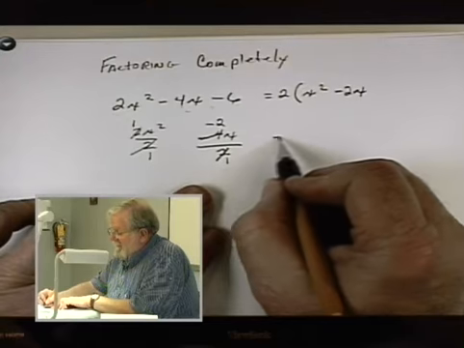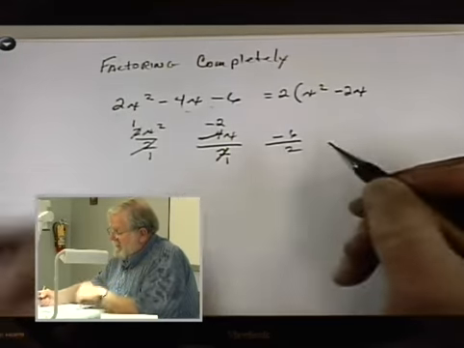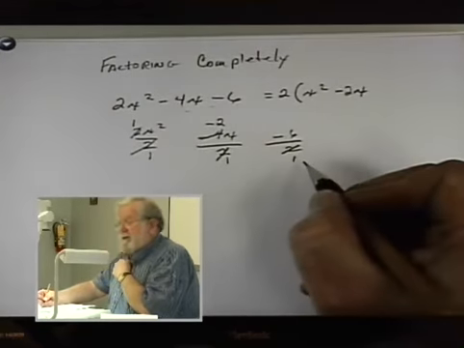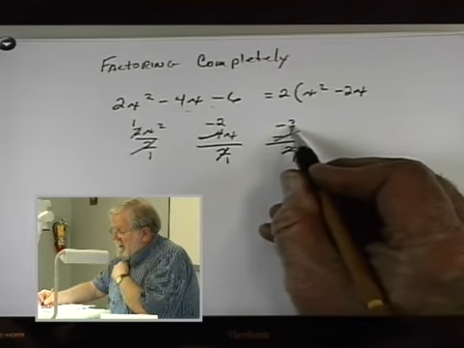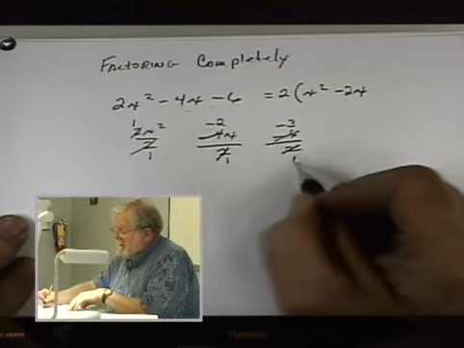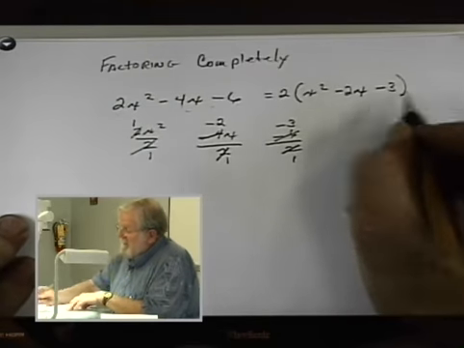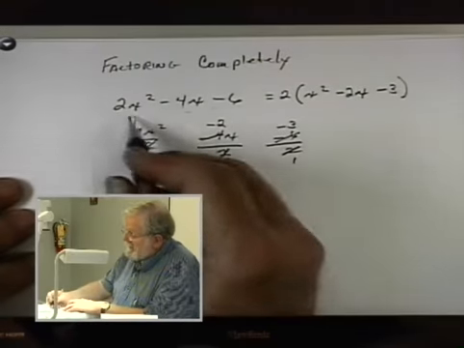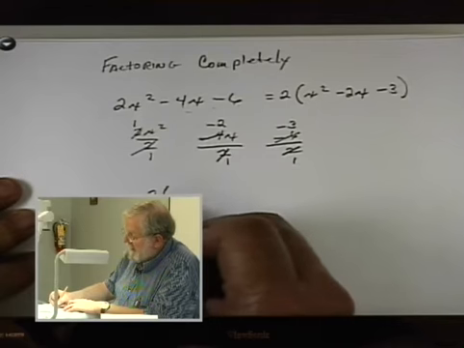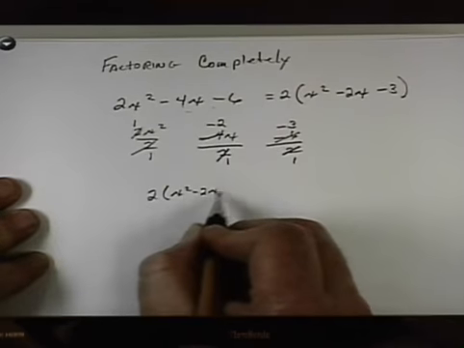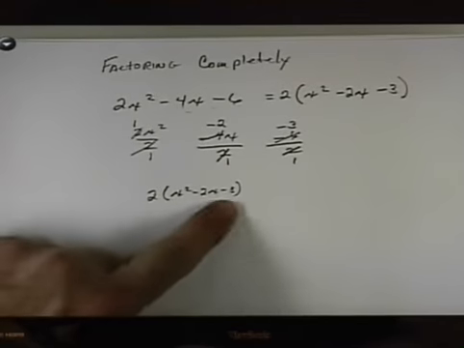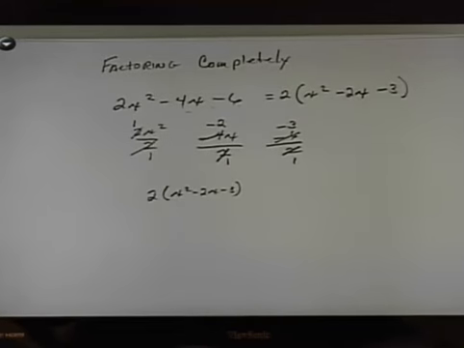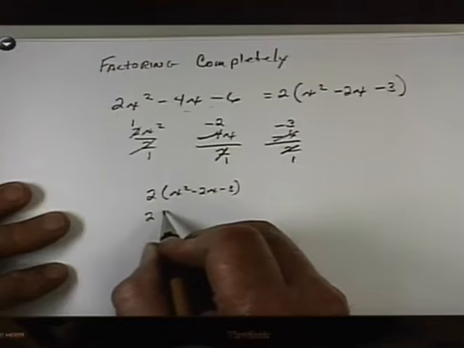And then we have a minus 6 that we're going to divide by 2. 2 goes into 2 once. 2 goes into a minus 6 minus 3 times. 3 over 1, minus 3 over 1 is a minus 3. So we factored this once, and we have 2 times x squared minus 2x minus 3. But now we'll see if we can factor this. It might be prime. Maybe we can't.